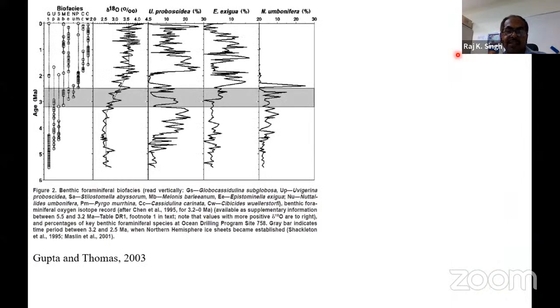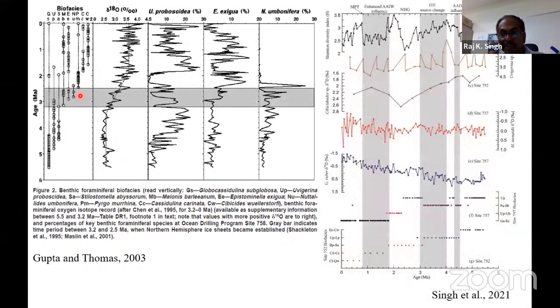We have the seasonality and the monsoon, the actual monsoon term, where we're talking about the seasonal reversal of the winds. And our benthic records, from Gupta and Thomas, indicate it is there after the initiation of the formation of the Northern Hemisphere glaciation, 3 to 2.5 million years. And our record, which we have recently published, also suggests that only after the formation of the Northern Hemisphere glaciation do we get the major changes in the benthic biofacies, which indicate that seasonality, or the modern monsoon type, like the northeast and southwest monsoon, started around 3 million years ago.